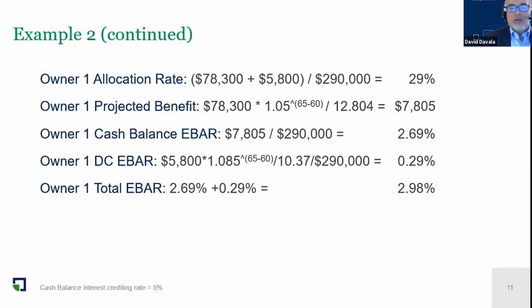Now you may have noticed that this annuity factor is different than the one used in the previous example. Cash balance plans have a definition of actuarial equivalence, and it's defined in the plan document. The definition includes an interest rate and mortality. These plan document assumptions are used to convert the cash balance credit to an annuity. But when you cross-test, you can use a different actuarial assumption, so a different interest rate and a different mortality table.